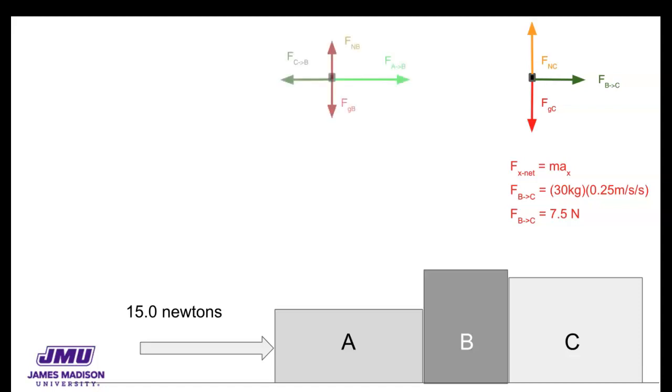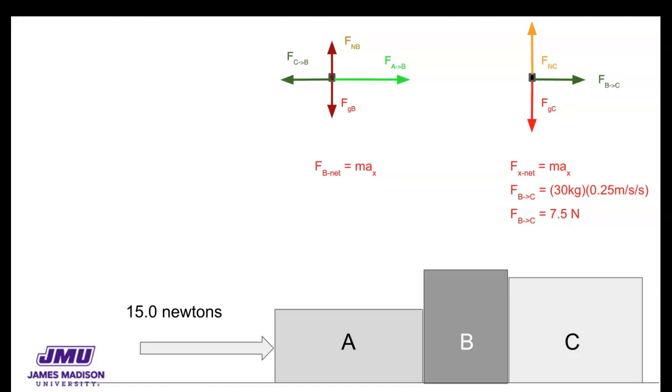I can then say box B, whose acceleration is known, has a free body diagram that looks like this. The force of gravity down and the normal force up are equal to each other. So a net force of 0 in the y direction and an acceleration of 0 in the y direction. But the box is accelerating to the right. So I have a force pushing it to the right, A pushing on B, that is larger than the force pushing to the left, box C pushing on B. But remember, by Newton's third law, box C pushing on B is the same as box B pushing on C that we just calculated. That's why I left them the same color.